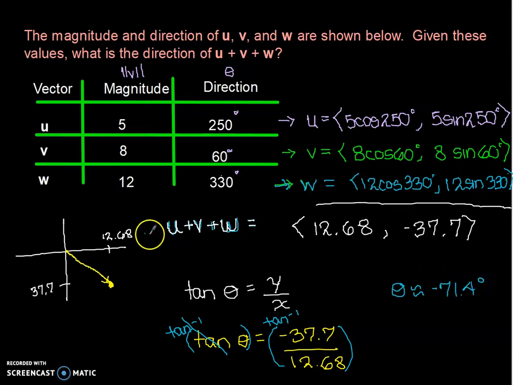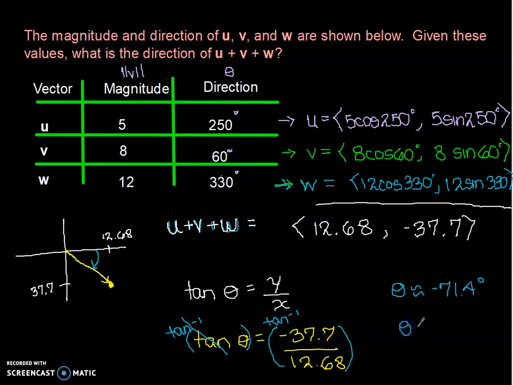Now remember, negative just means that I'm going, rather than counterclockwise, which is the positive angles direction, I'm going clockwise, which would be this way. And that makes sense because if I travel negative 71.41 degrees, I would be in the fourth quadrant, which is where that vector is. Now again, most of the time you will not see the angle written as a negative.